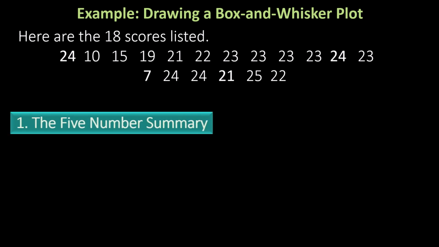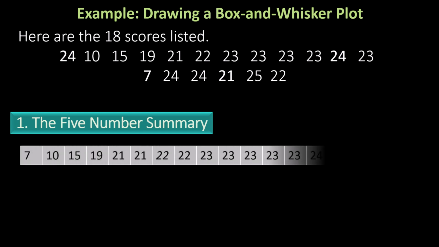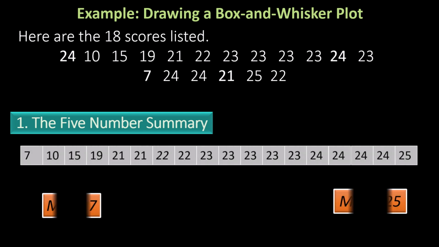First, the 5-number summary. What is the first step to find the 5-number summary? We should arrange our dataset in increasing order. Then we can find the minimum and the maximum. What is the next step? Next step is to find the Q2.